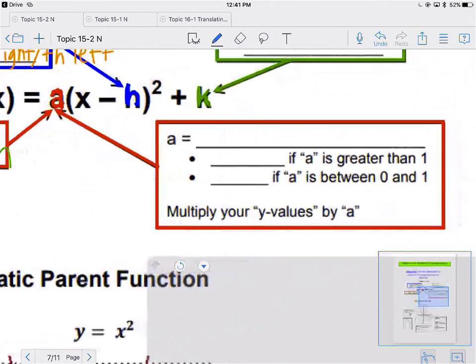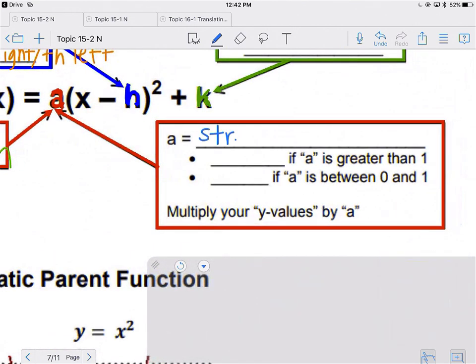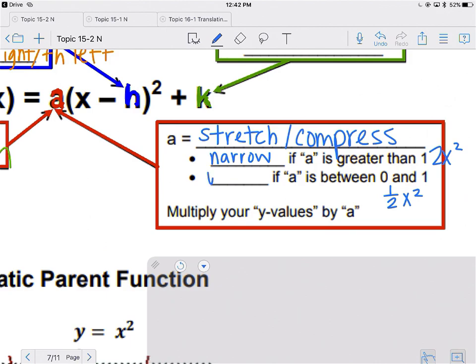A also over here deals with stretching and compressing. If A is greater than 1, so something like 2x squared, that is going to stretch or make it narrow. We'll use narrow just so you can remember those words mean the same thing. And then if A is between 0 and 1, like 1/2 x squared, instead of narrowing, it's going to compress it, which makes it wider.